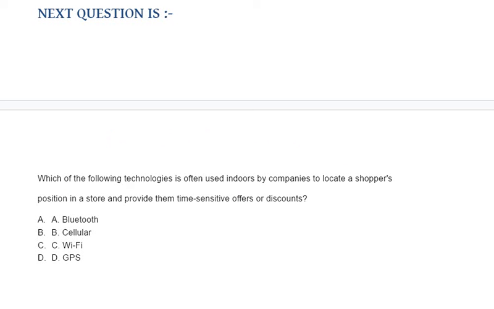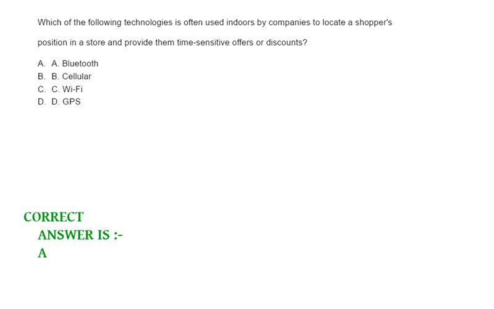Question is, which of the following technologies is often used indoors by companies to locate a shopper's position in a store and provide them time-sensitive offers or discounts? Option A, Bluetooth. Option B, cellular. Option C, Wi-Fi. Option D, GPS. Correct answer is option A.